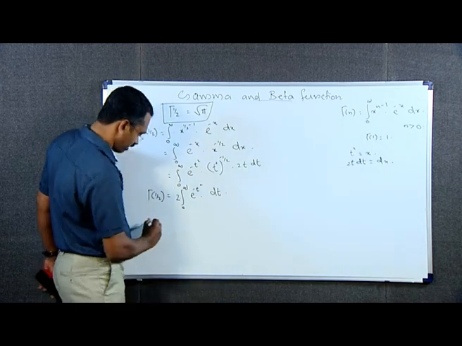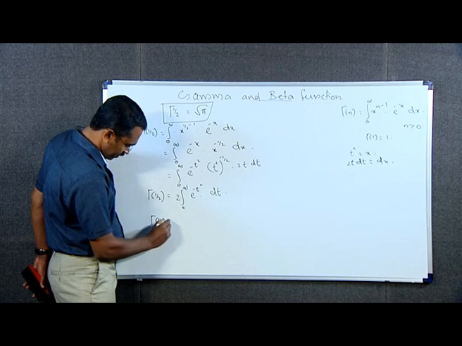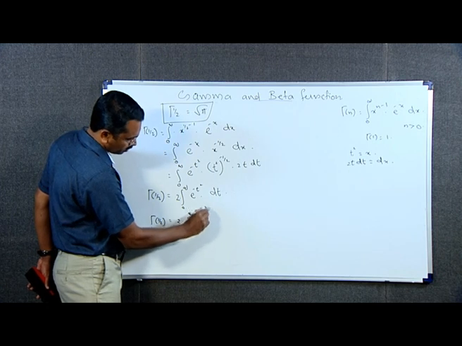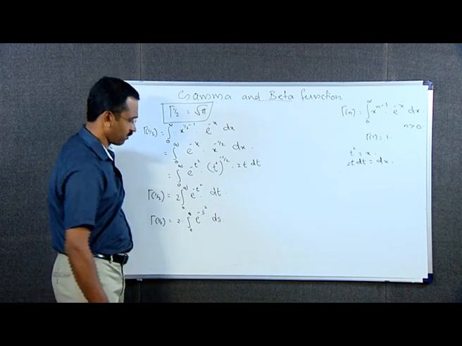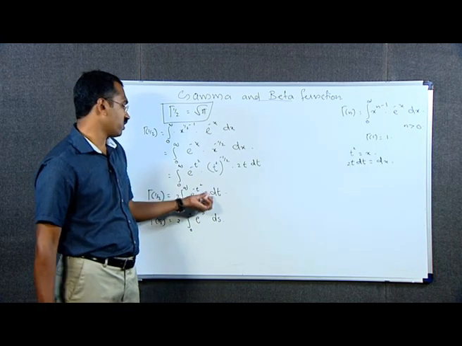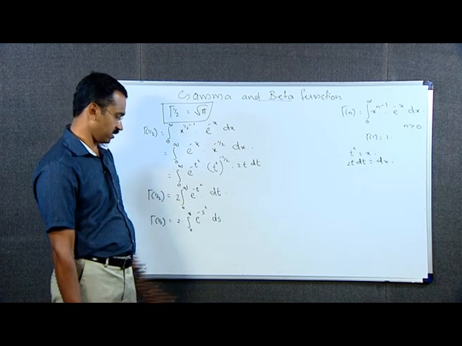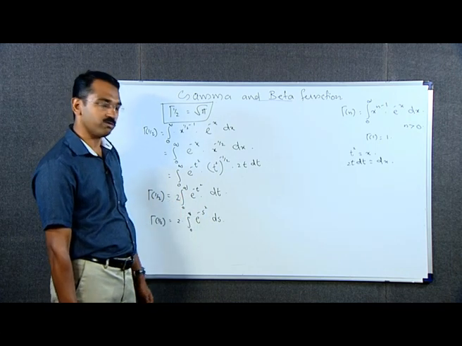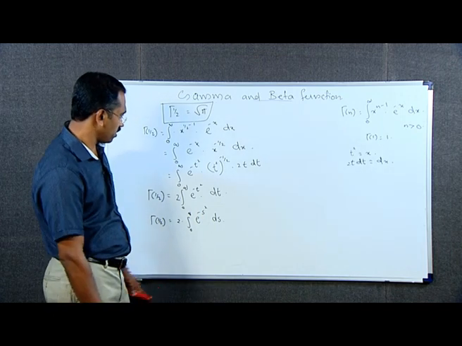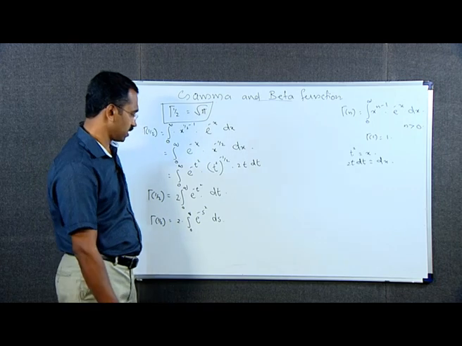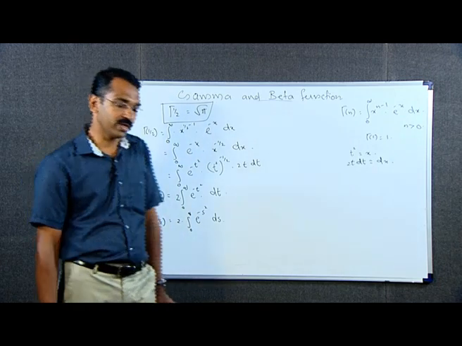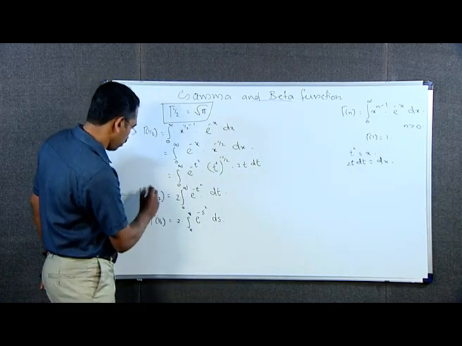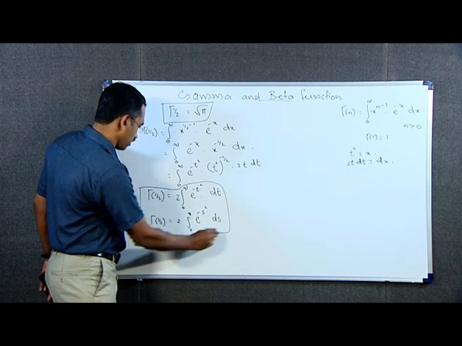Also, we can write gamma 1 by 2 as 2 times integral from 0 to infinity e raised to minus s square ds. We just changed the variable in this integral. It will not affect the value of the integral by the property of definite integrals: integral a to b f of x dx is the same as integral a to b f of y dy. Therefore, we have two expressions for gamma 1 by 2.